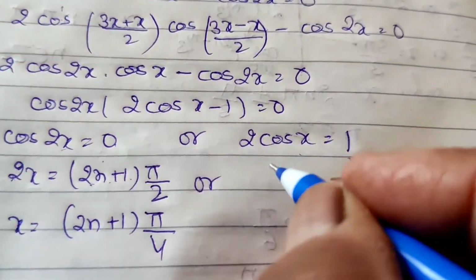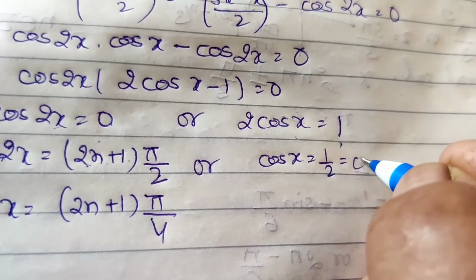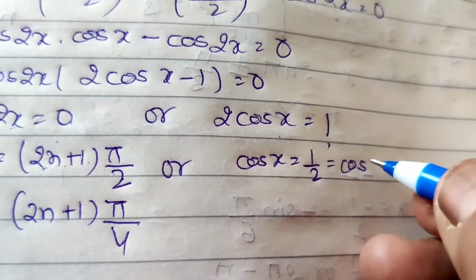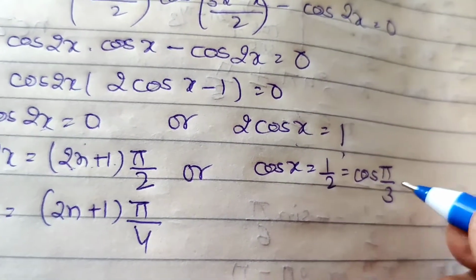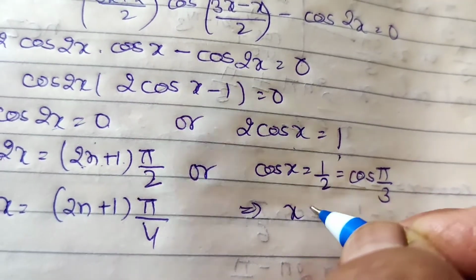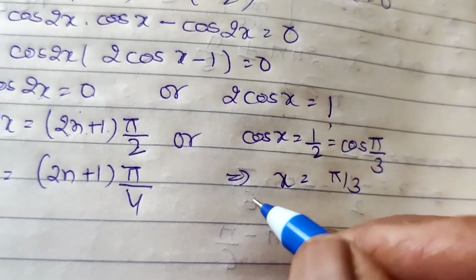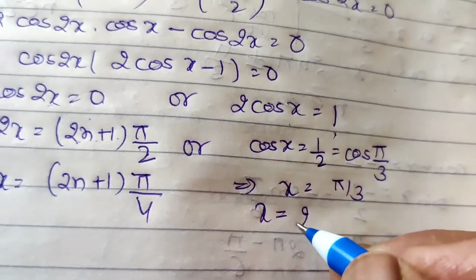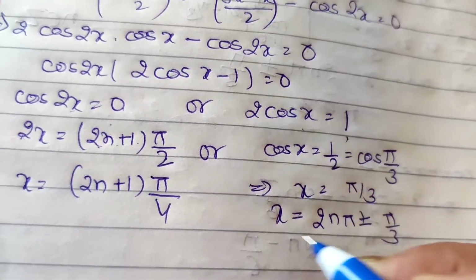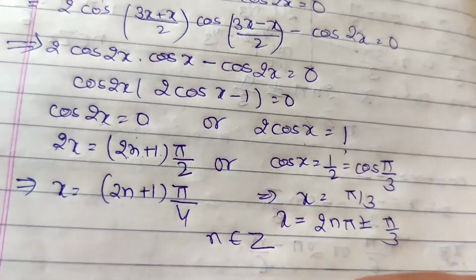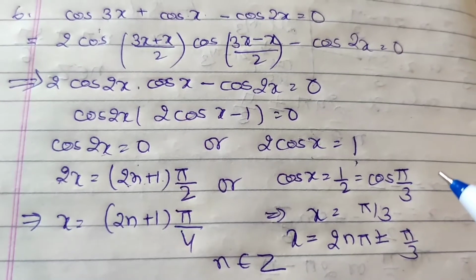Or cos x equal to 1 by 2, and the value for 1 by 2 is cos pi by 3. It means x equal to pi by 3, and the general solution is 2n pi plus minus pi by 3, where n belongs to z. This is the general solution for question number 6. Now 7.